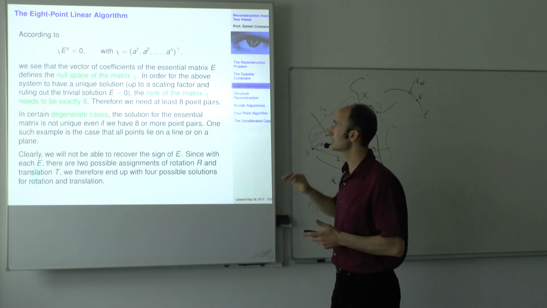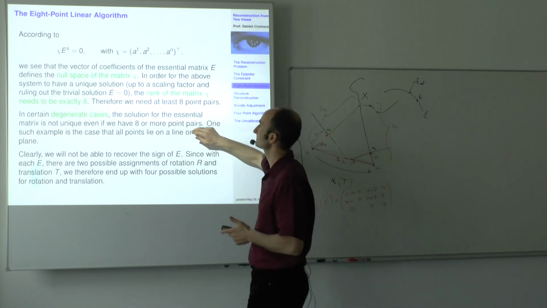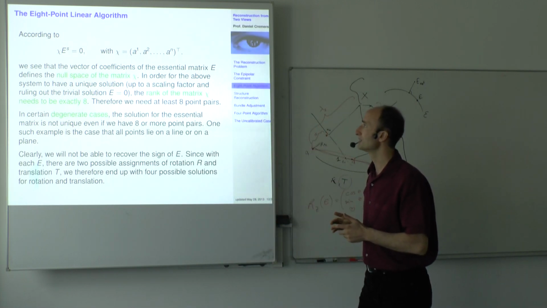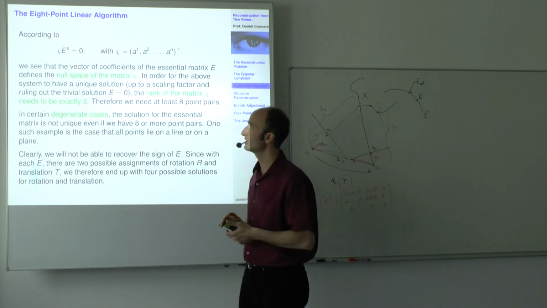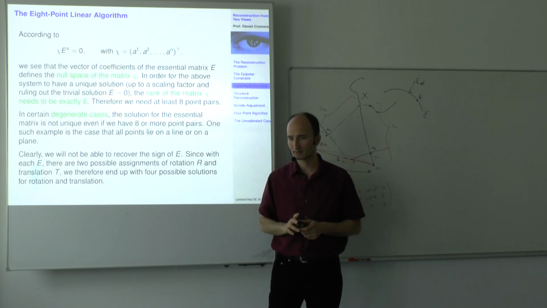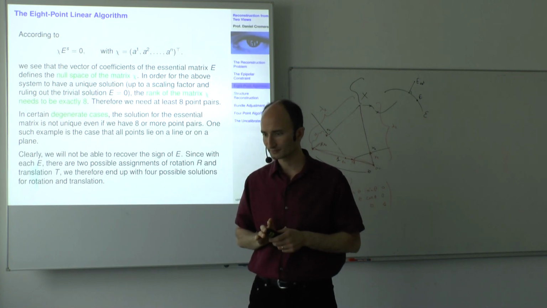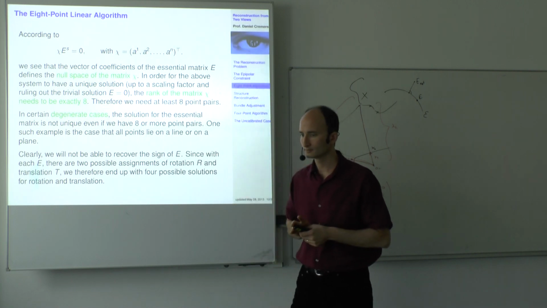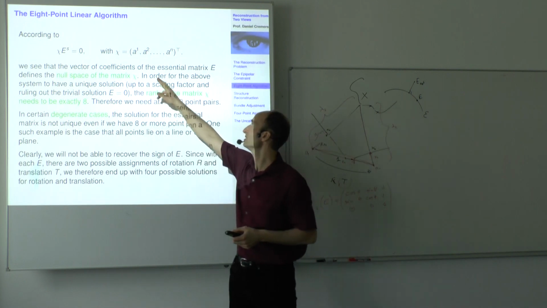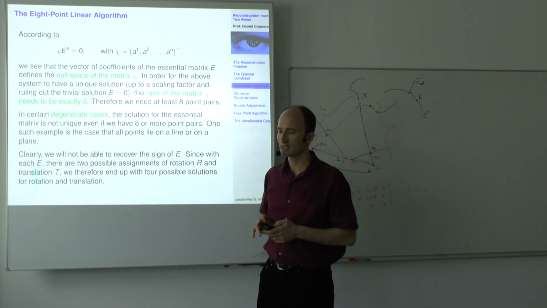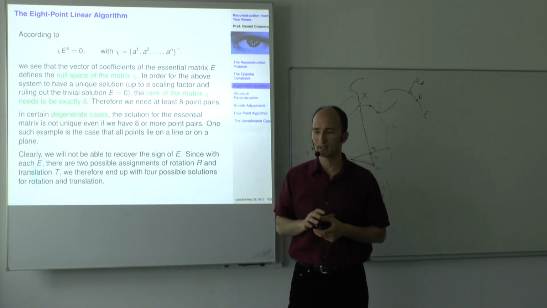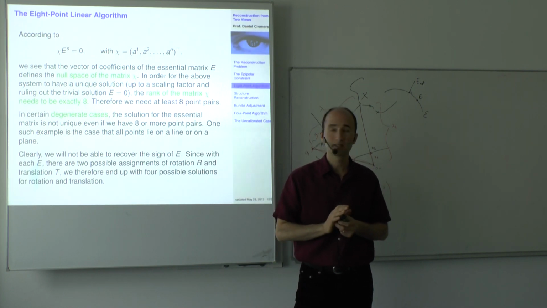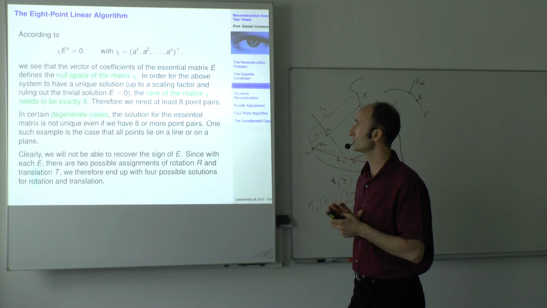How do we assure that this is one-dimensional? Well, you can see that it will always be at least one-dimensional. But to have an exactly one-dimensional solution, we need at least 8 point pairs. If we have 8 point pairs, and they're in some sense independent, we'll see later what that means, then the rank of that matrix chi is 8, and then we can expect to get a unique solution.